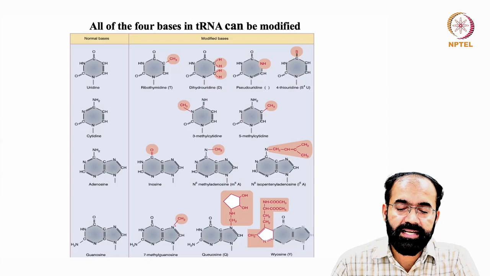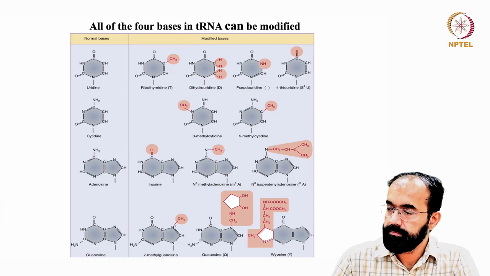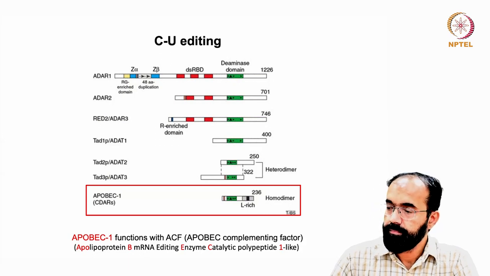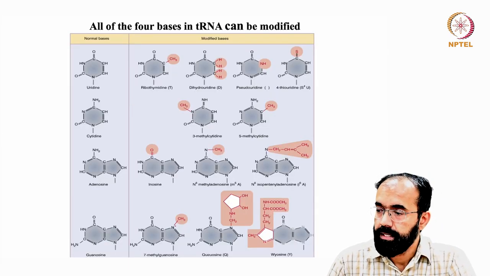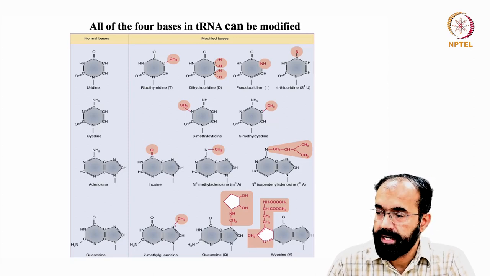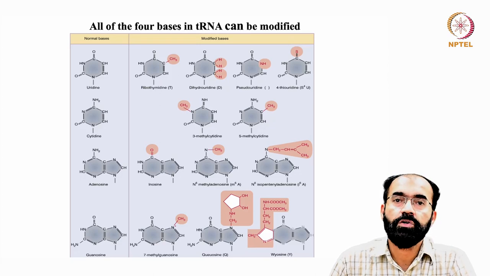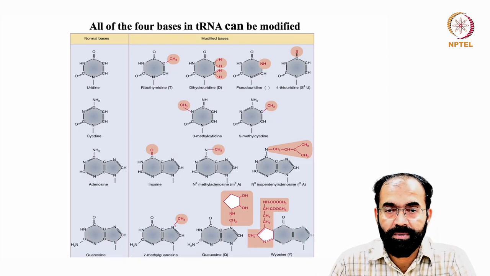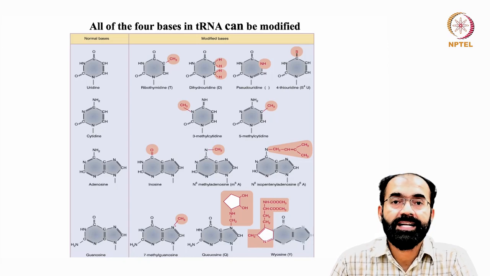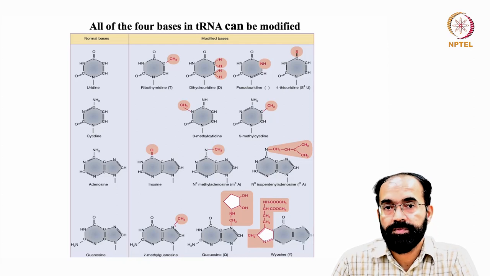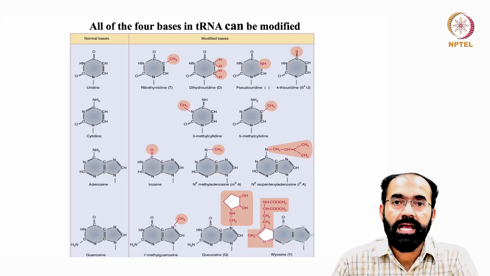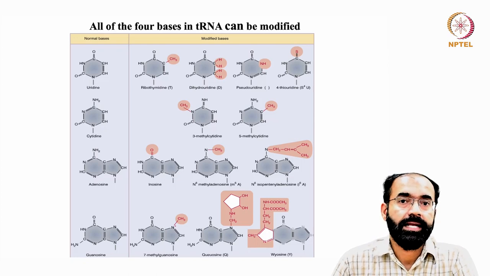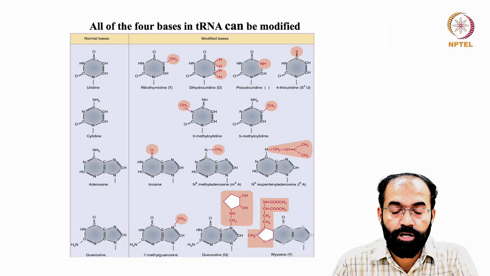And all of the 4 bases in the tRNA can undergo modification. tRNA has specific bases, that is uridine, cytosine, adenosine and guanosine, and different base modifications can come into individual bases, which can be quite handy for the recognition of these bases by various enzymes. We will study that in more detail in the next class, because this needs a quite detailed description and we may not be able to complete that in today's class.